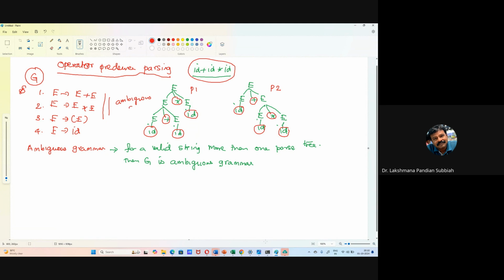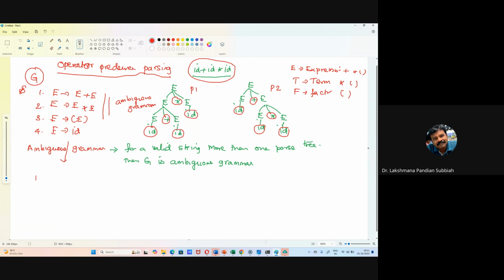Now we can have an equivalent grammar to eliminate the ambiguity, which gives an unambiguous grammar. Here E is called the expression. We introduce two more variables, term and factor. The expression can have the operators plus and star and brackets. The term has star and brackets. The factor has only the brackets.